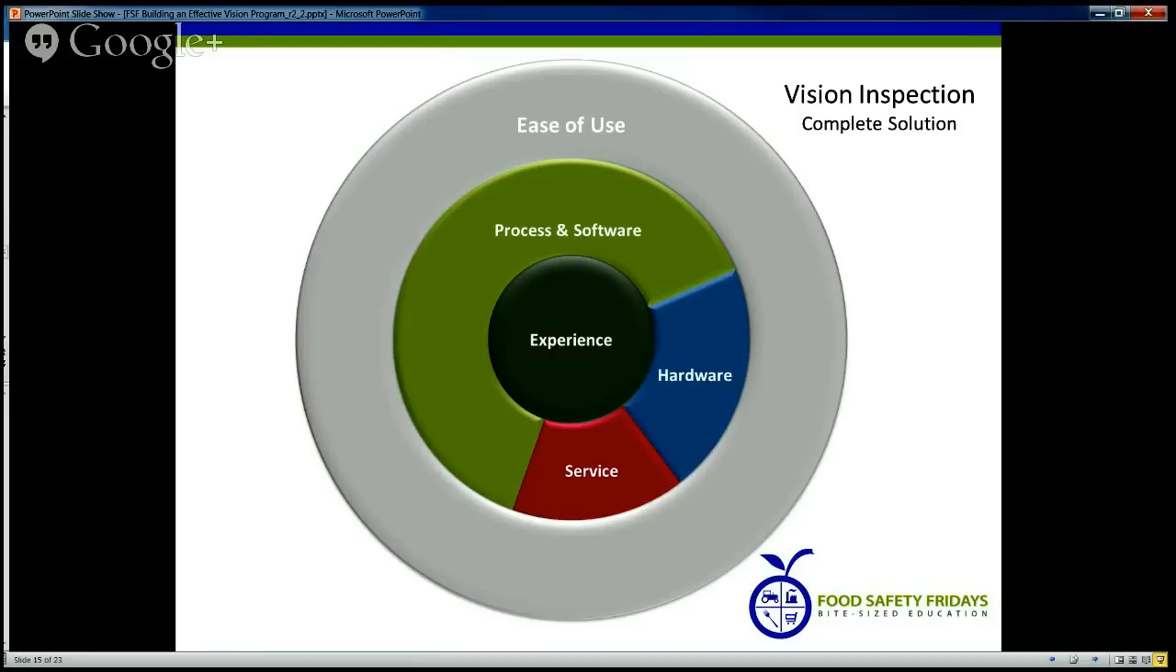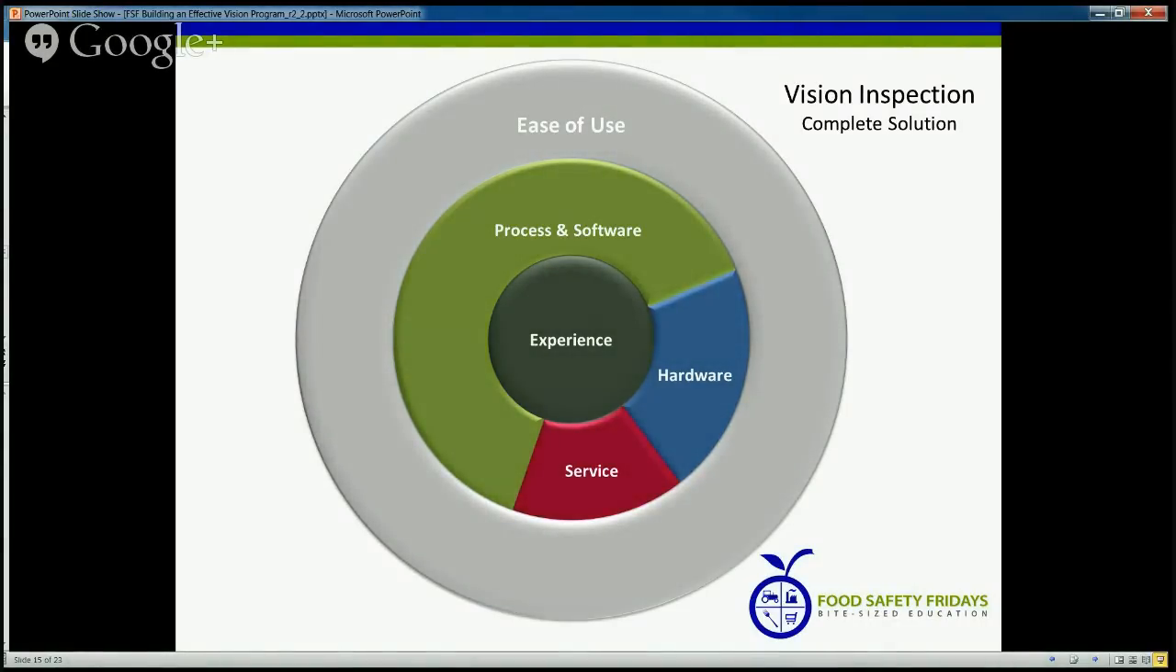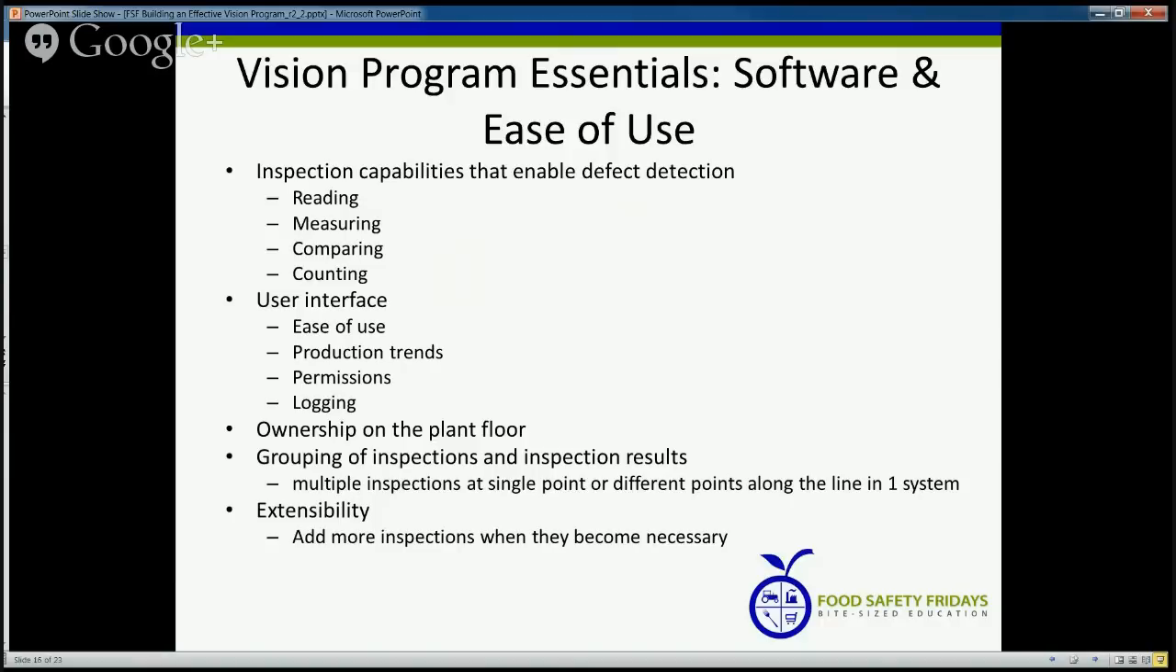And then process and software: what kind of inspections are taking place, and how is the system interacting with your processes on your production floor in order to ensure that good product is getting out the door and defective product is being removed, and then actions being taken based on those defective products to correct your production process. So, ease of use and software. We'll talk in a little bit greater detail about these topics.